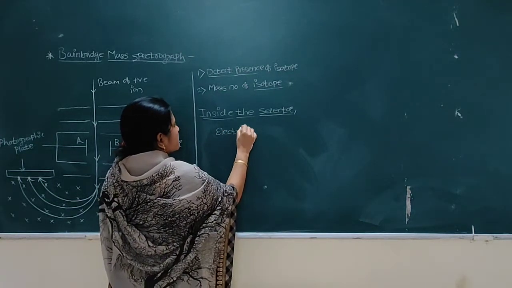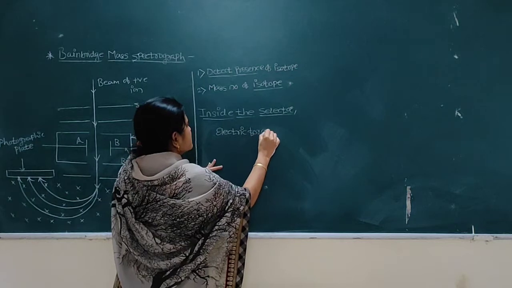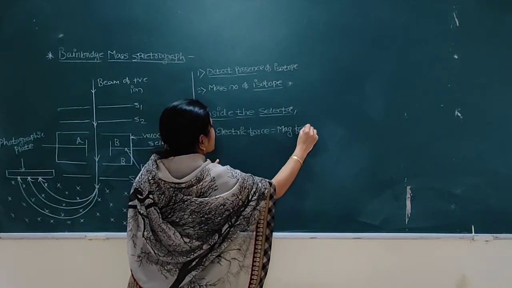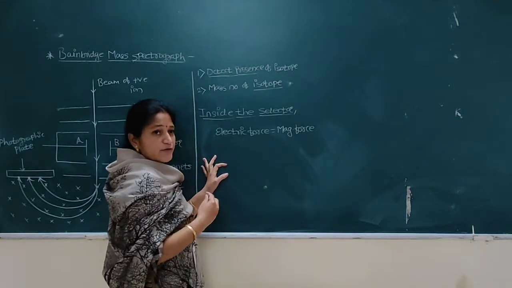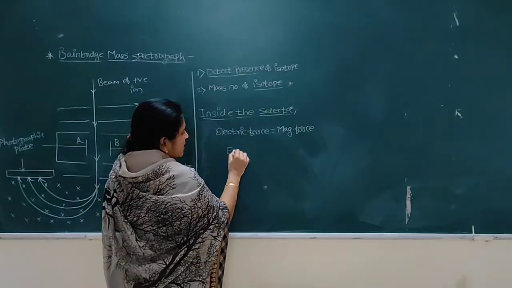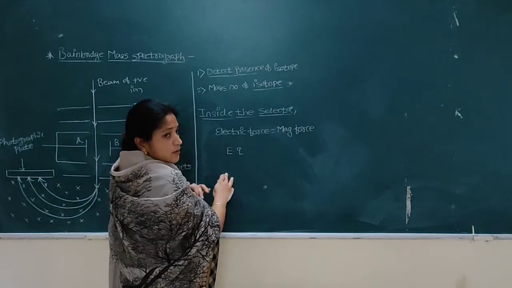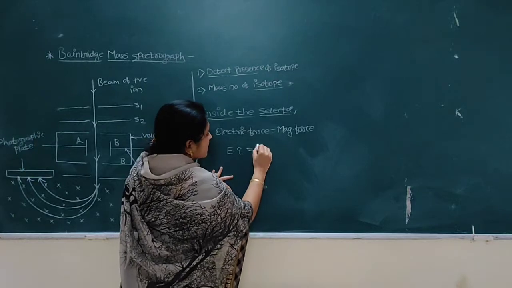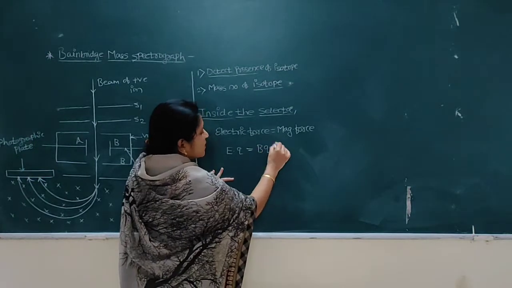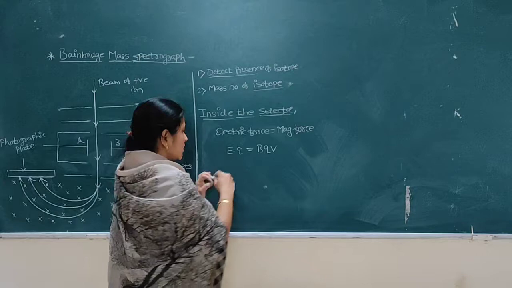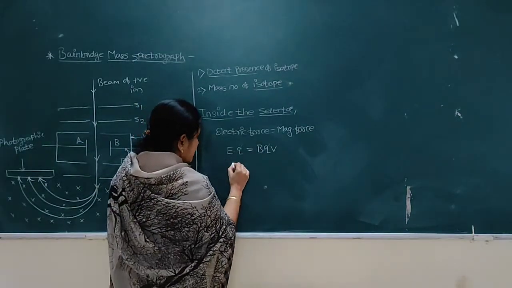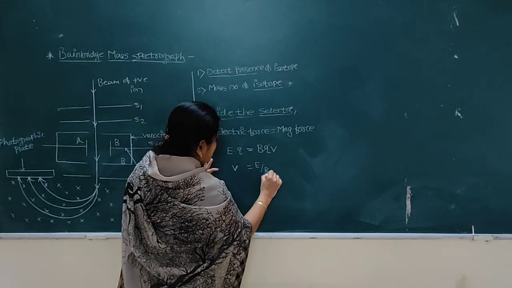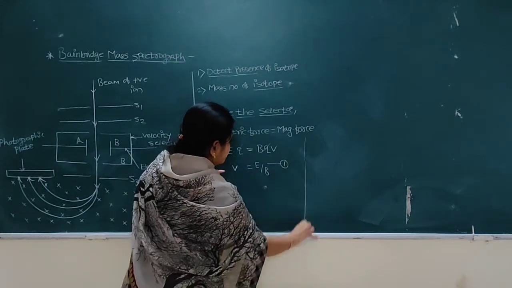electric force becomes equal to magnetic force. Now electric force, we know, is E into q, or we can write E into e, and magnetic force we can write B q V. Now here q will get cancelled. The remaining equation we can write as V is equal to E by B. Give this equation number 1.